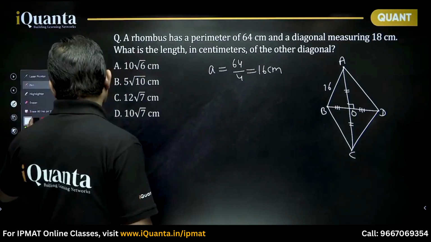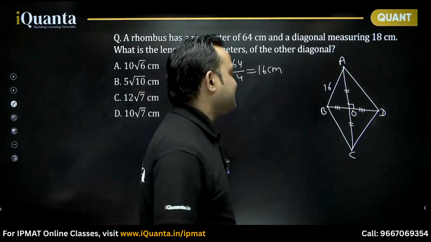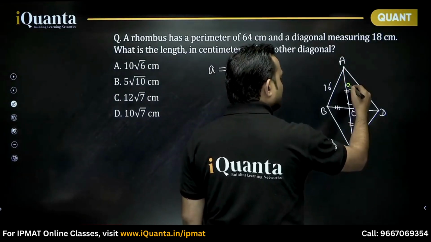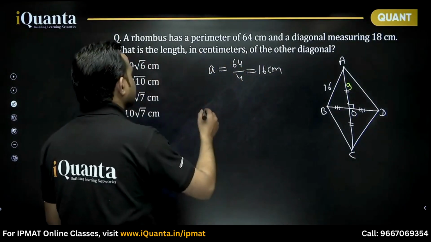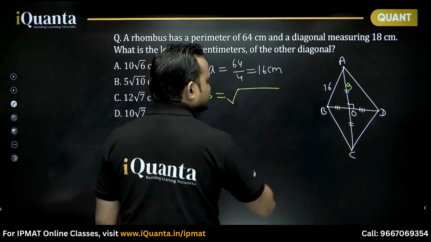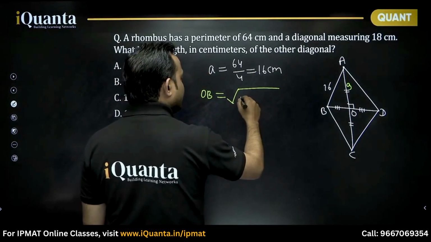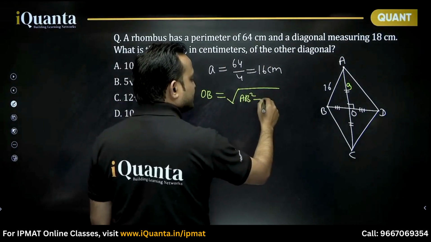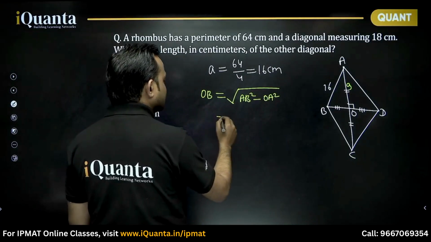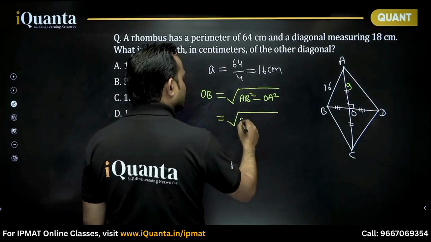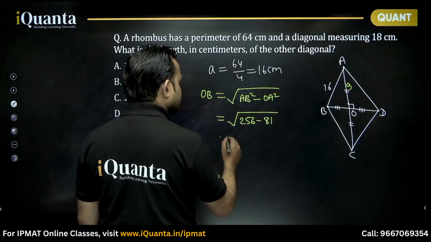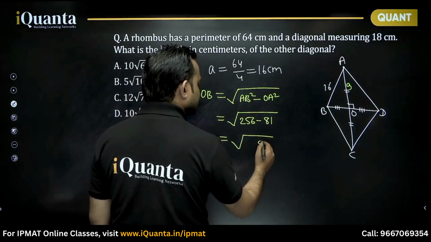Now, a diagonal measuring 18 centimeter. So if we say AC is equal to 18, can we say OA will be equal to 9? In that case, what can we say OB will be equal to? OB will be equal to square root of AB square minus OA square, right? Using the Pythagoras theorem. Or this is equal to square root of 16 square, which is 256, minus OA square, which is 9 square, is 81.